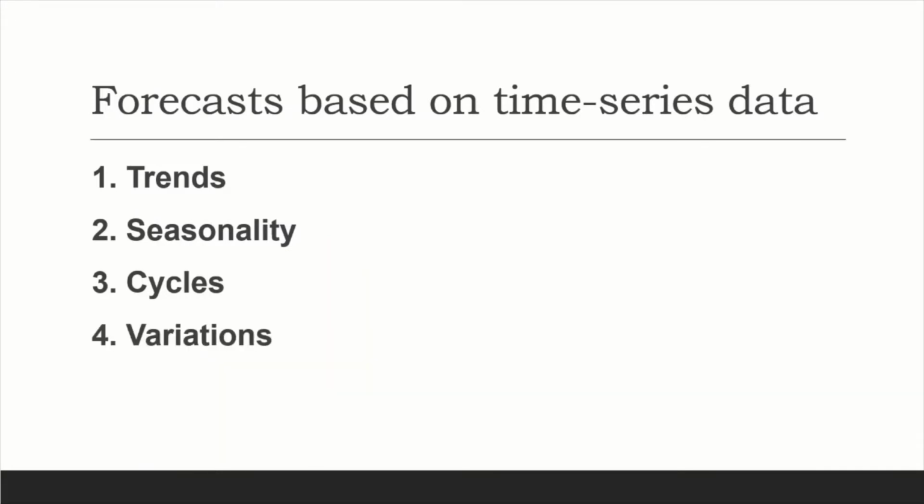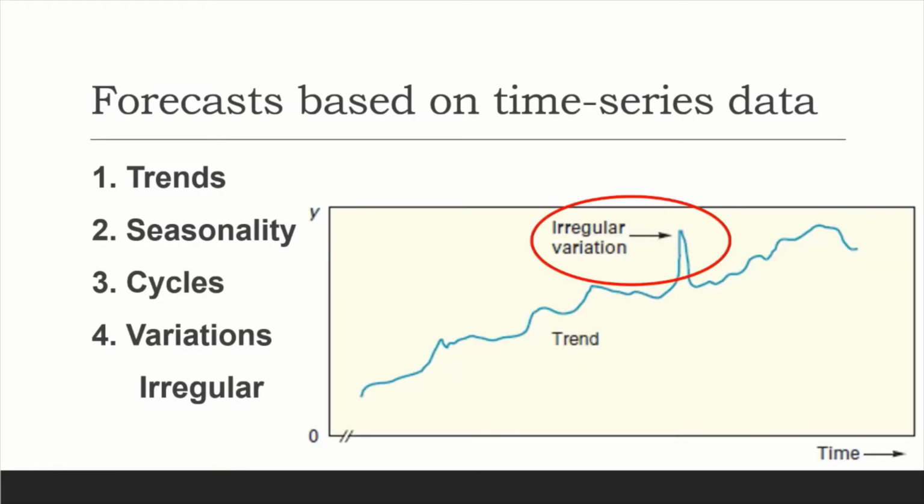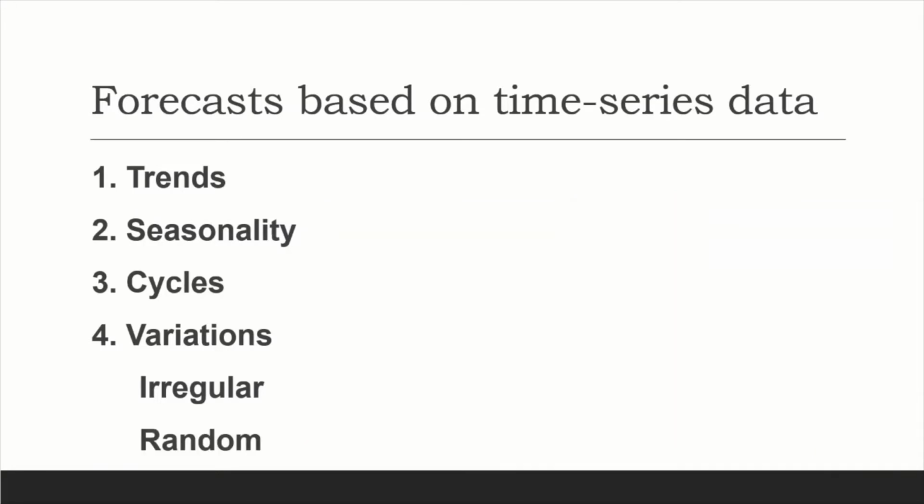The variations may be irregular or random variations. The irregular variations are due to unusual circumstances such as severe weather conditions, strikes, or a major change in a product or service. They do not reflect typical behavior, and their inclusion in the series can distort the overall picture. Whenever possible, these should be identified and removed from the data. Random variations are residual variations that remain after all other behaviors have been accounted for.